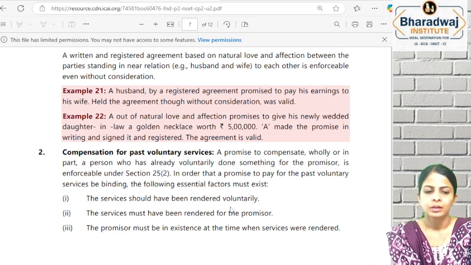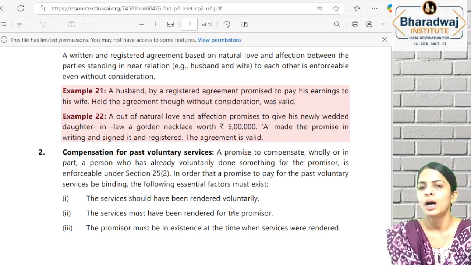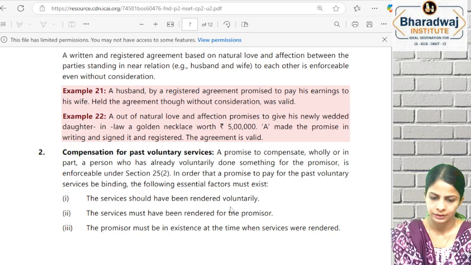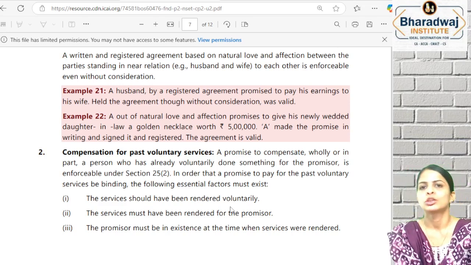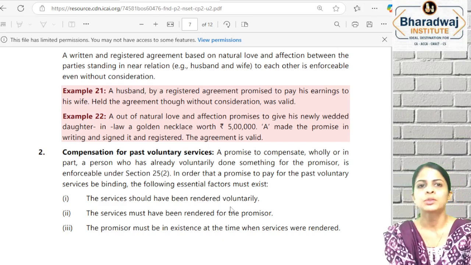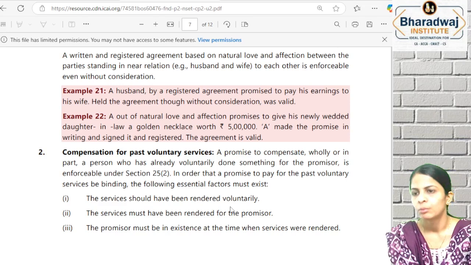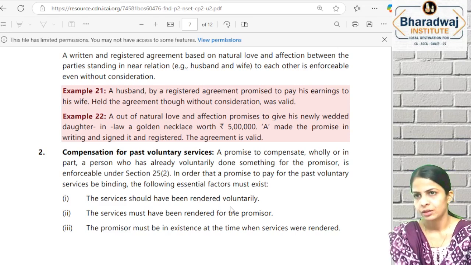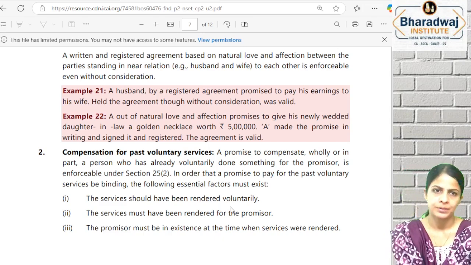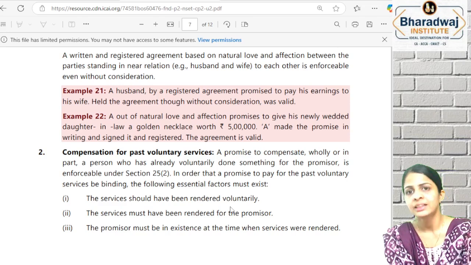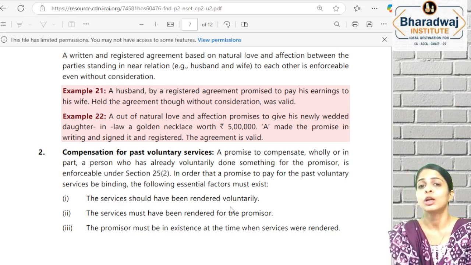Second one, compensation for past voluntary services. In the past, there was a doctor, Mr. A, and there was a patient, Mr. B. Both were friends. Okay. 2 years before, A operated on B and saved his life. At that time, this friend or the patient did not have money.